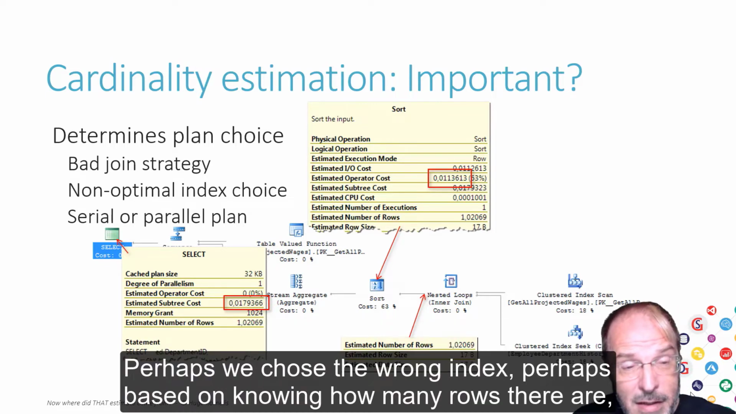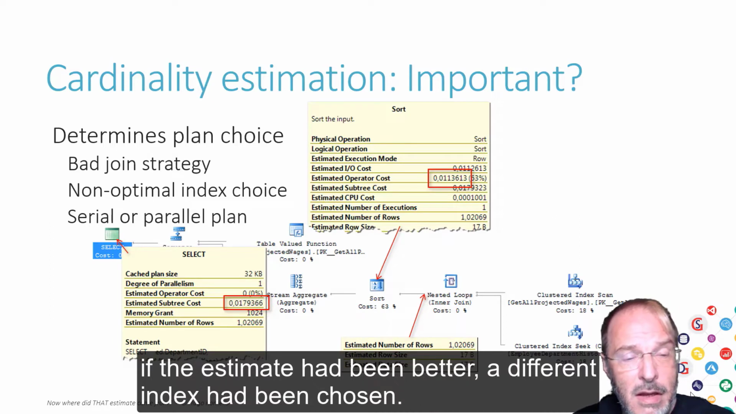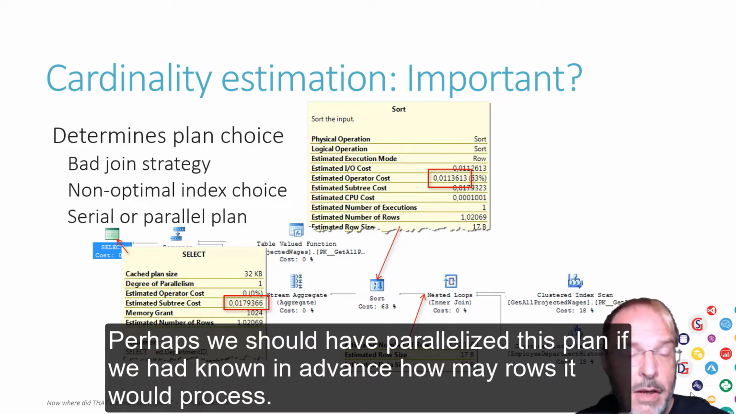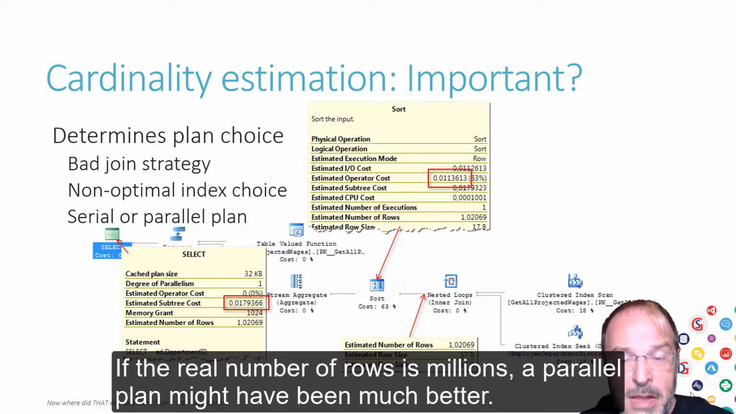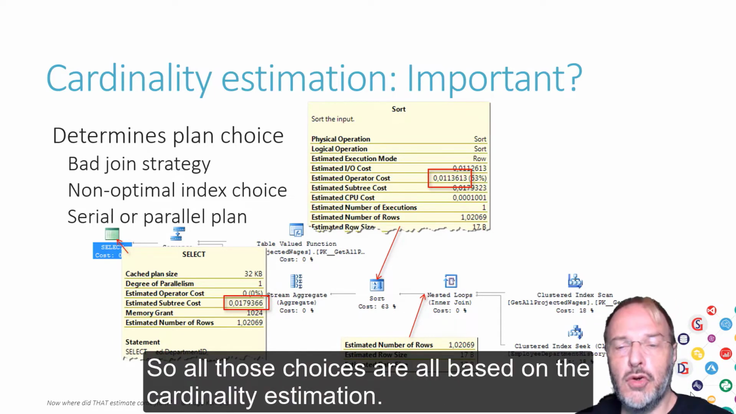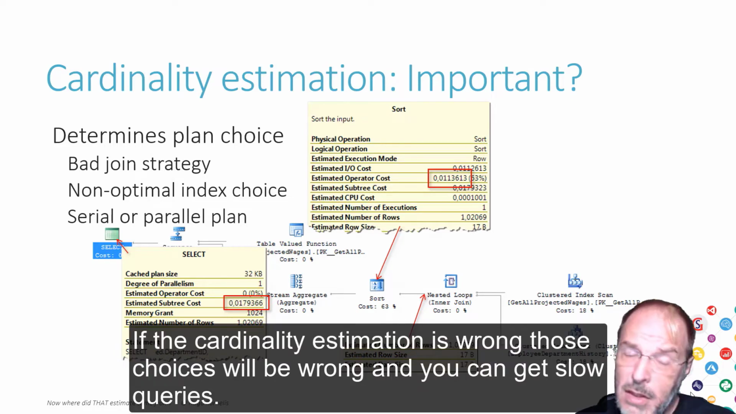Perhaps we chose the wrong index. Perhaps based on knowing how many rows there are, if the estimate had been better, a different index had been chosen. Perhaps we should have parallelized this plan if we had known in advance how many rows it would process. But for just 1.02 rows estimated, you're obviously not going to do a parallel plan. But if the real number of rows is millions, a parallel plan might have been much better. So all those choices are all based on the cardinality estimation. If the cardinality estimation is wrong, those choices will be wrong and you can get slow queries.